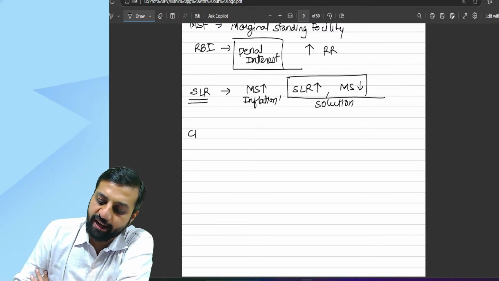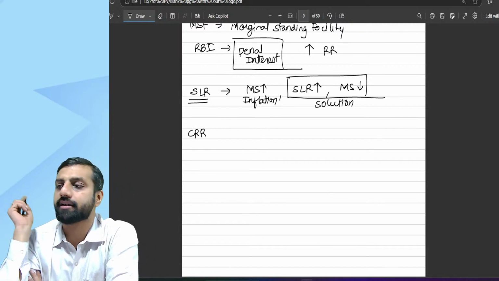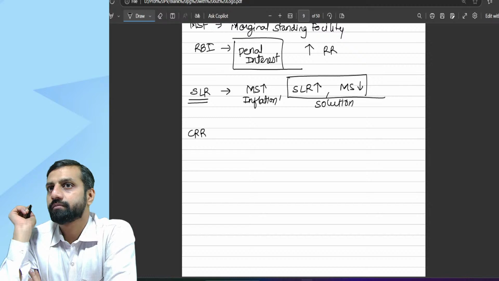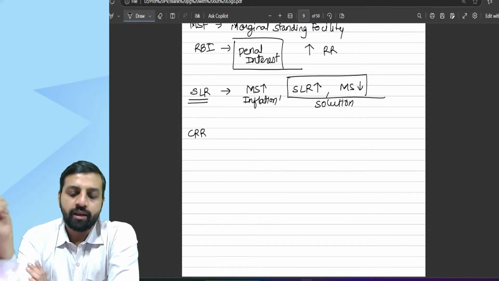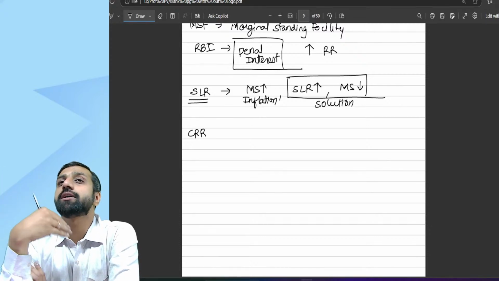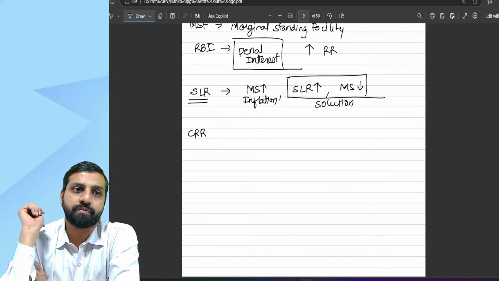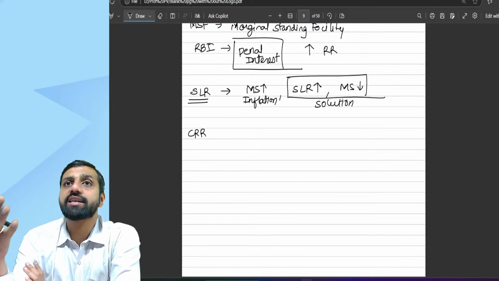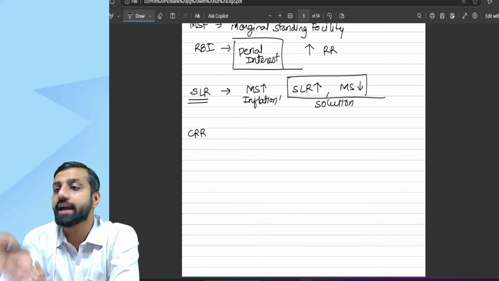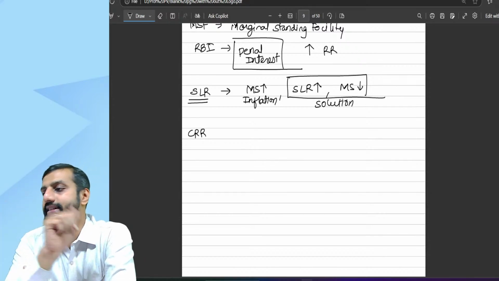Then what is CRR? CRR is the ratio maintained by the commercial bank with the central bank. CRR stands for cash reserve ratio. Cash reserve ratio is maintained by a commercial bank with the central bank in the form of reserves, whereas SLR is maintained by the commercial bank with itself, but in the form of liquid assets.